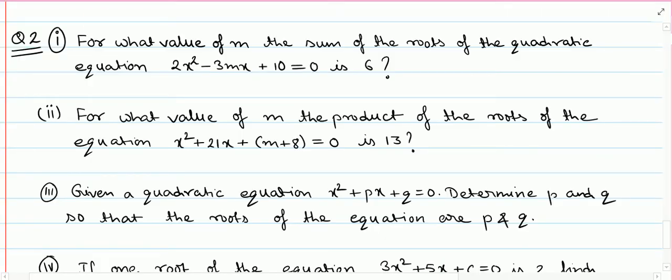Okay children, now let us see question number 2.1. Here it says, for what value of m the sum of the roots of the quadratic equation 2x square minus 3mx plus 10 is equal to 0 is 6. Means what should be the value of m so that the sum of the roots becomes 6. Okay, so let us see.